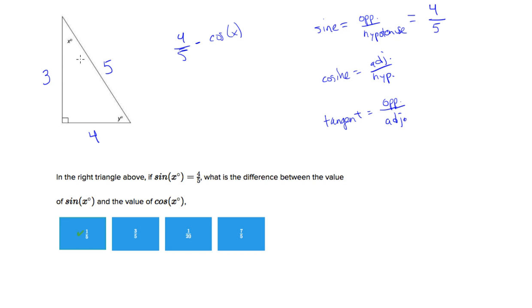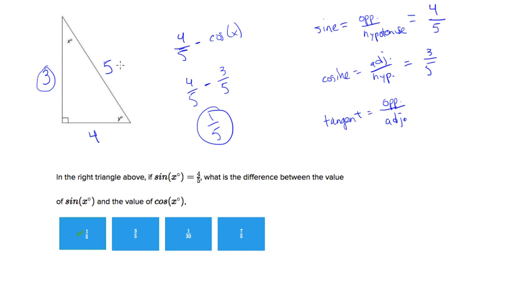So that when we go to find the cosine of x, cosine is the adjacent one, which would be this, over that same hypotenuse, which is 3/5. So now we're trying to figure out the difference between 4/5 and 3/5. And we get 1/5.